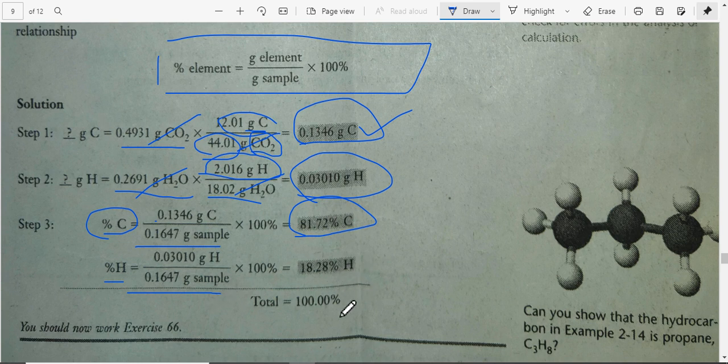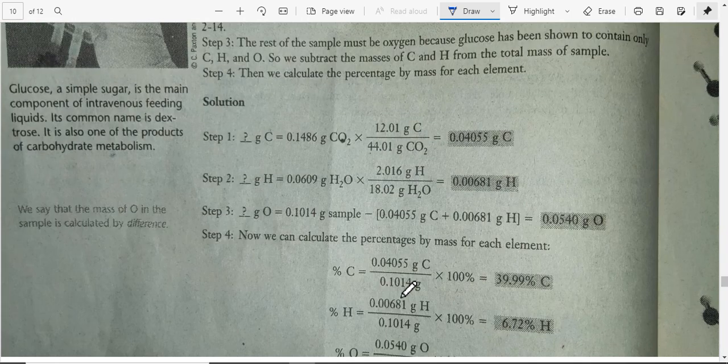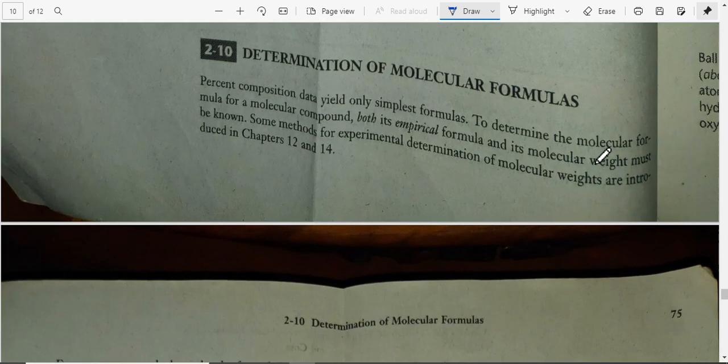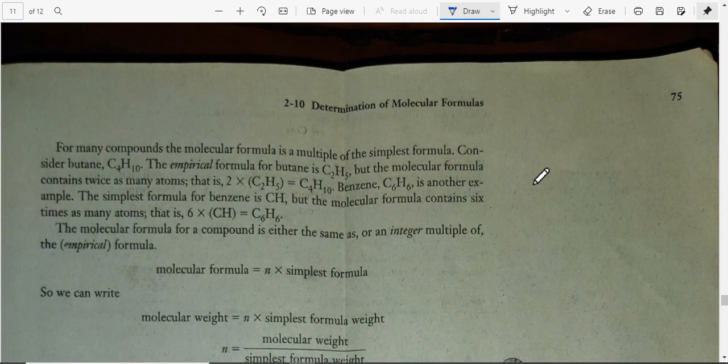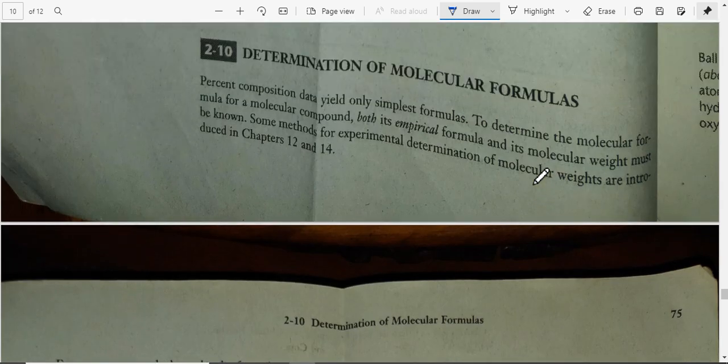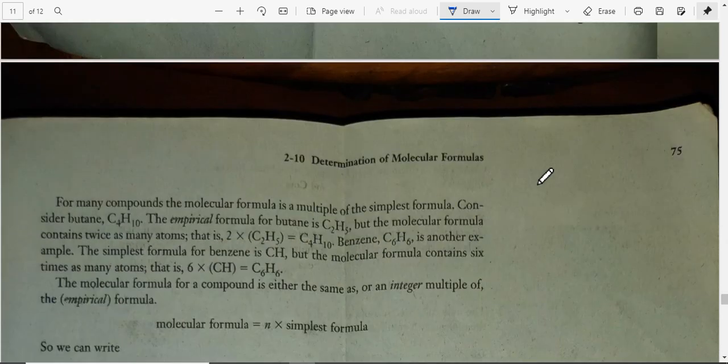Okay, that was the simple one. Next is determining the molecular formulas. You have the empirical formula as a shortcut, so how do you find the molecular formula? For example, the empirical formula of butane is C2H5, but the molecular formula is twice the atoms, which is C4H10. This is the true formula.